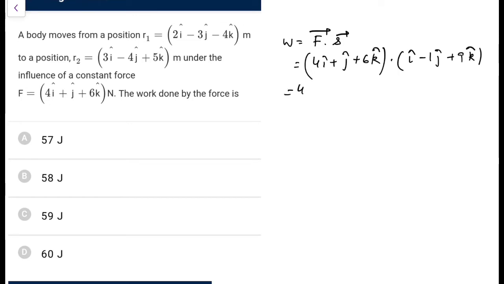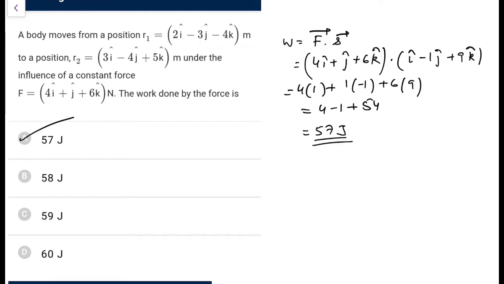So do the dot product. That would be 4 into 1 plus 1 into minus 1 plus 6 into 9. So it is 4 minus 1 plus 9, 6 are 54. So 54 plus 4, 58 minus 1, that is 57 joule positive. That is the work done by the force. Simple question based on basic work.